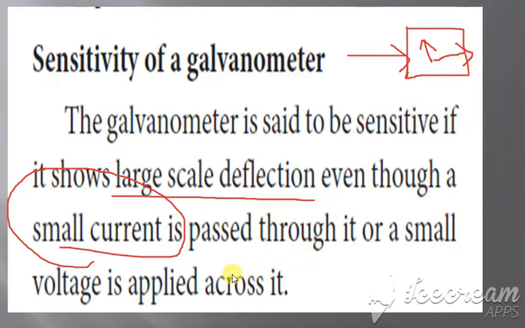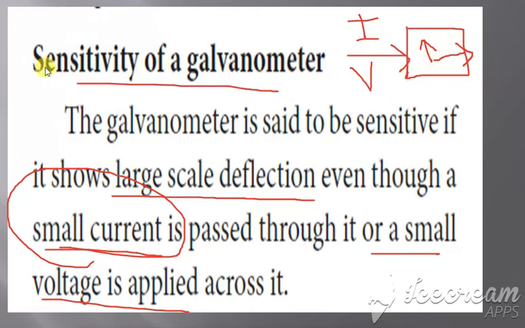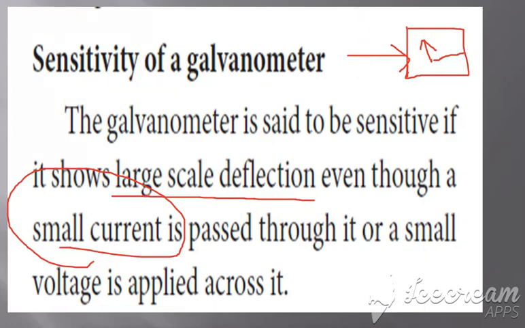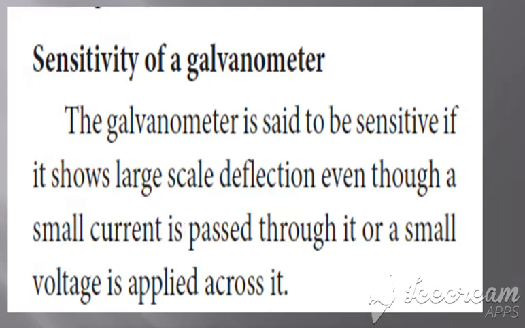Okay, or a small voltage. So whether we give a small current or a small voltage, either current or voltage, whichever is small, it produces a large deflection. That is what is called sensitivity. Okay, yes clear. So it produces a large deflection even when a small current passes through it. Okay, so that is said to be the sensitivity.